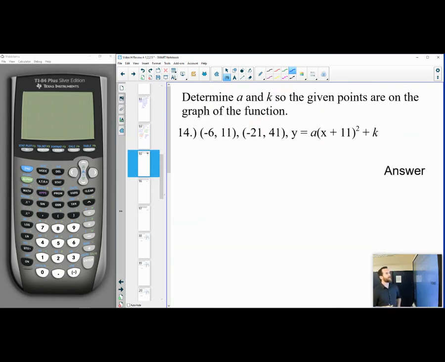Moving along. Same directions, we have to determine a and k, so we're going to approach this the same way. We're going to use this equation, plug in the x and y values they give us, and we're probably going to need a system just like the last one. So we'll do the blue one, it's -6 and 11. So the equation becomes y, which is 11, equals a times x, which is -6, plus 11 squared plus k.